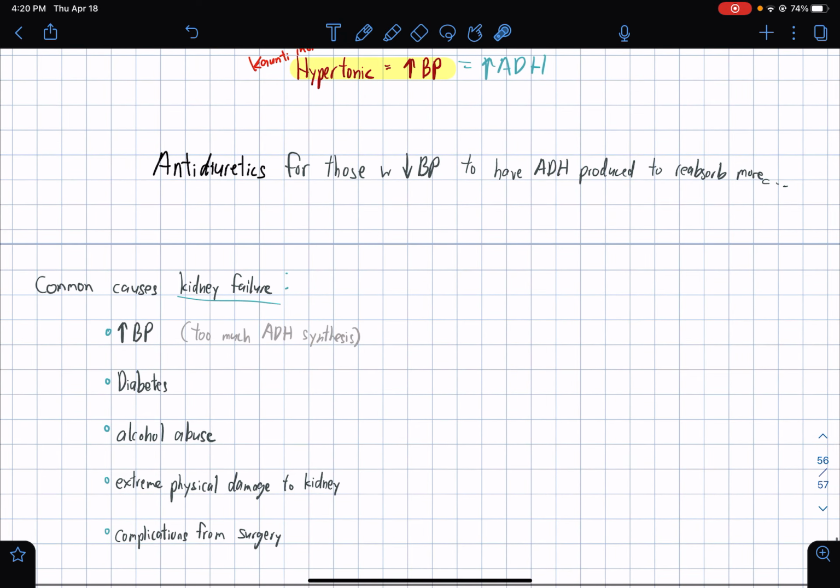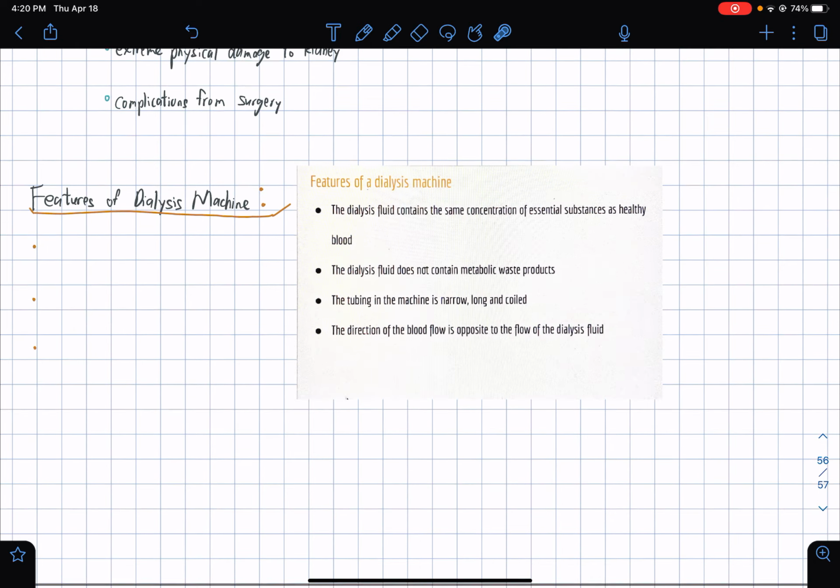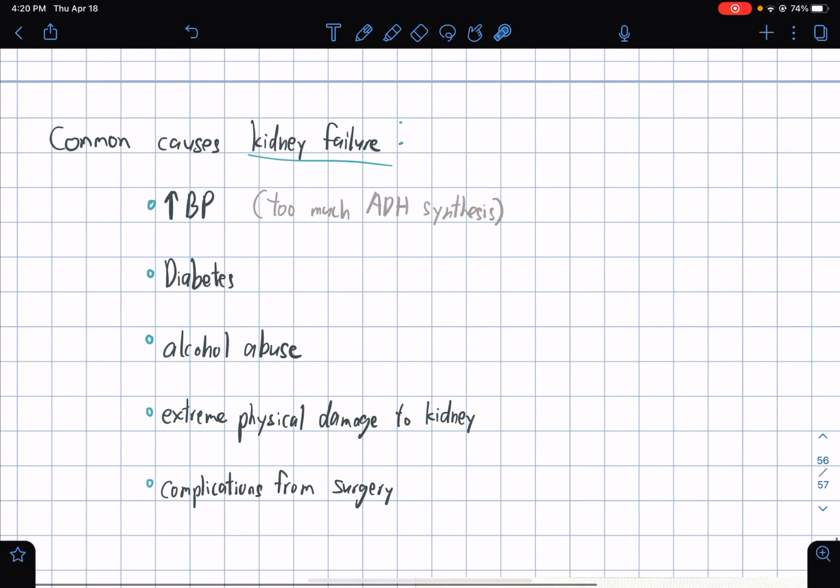more water. So what are the common causes of kidney failure? First things first, know this. The urinary system has close connections with your blood pressure. So if you don't take care of your kidneys, and you have high blood pressure, you're at risk of having kidney failure. I'm not sure if it can be said the other way around. As a result of kidney failure, you can have high blood pressure, but just believe what's stated right now. So high blood pressure, too much antidiuretic hormone synthesis.